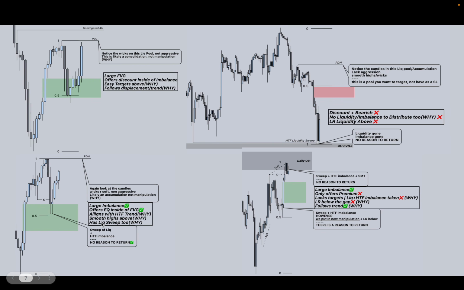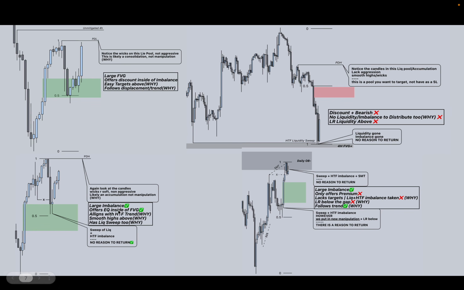But again, what is the context? Okay, we have a liquidity sweep. We have a high time frame imbalance. There's no reason to go lower. Because why do we go anywhere in the market? Well, to take liquidity and to fill imbalances. Well, in here we took liquidity, filled an imbalance. There's zero point to go lower because the liquidity at this low hasn't really built up yet. So there's no point in taking it.